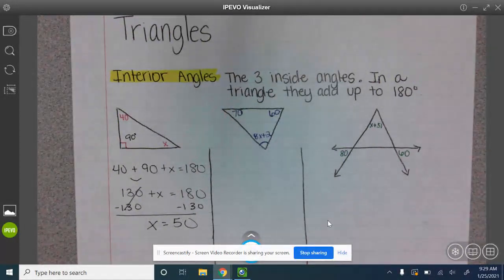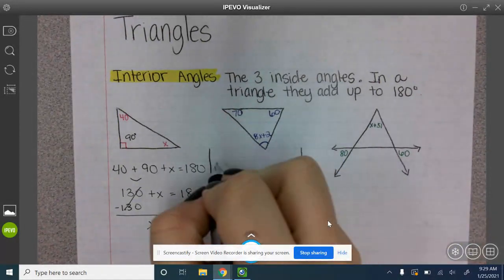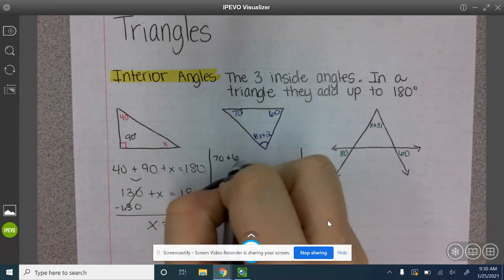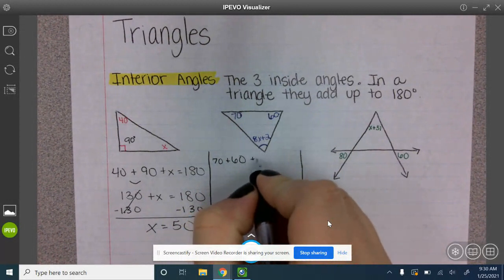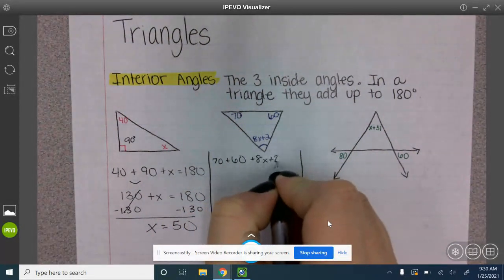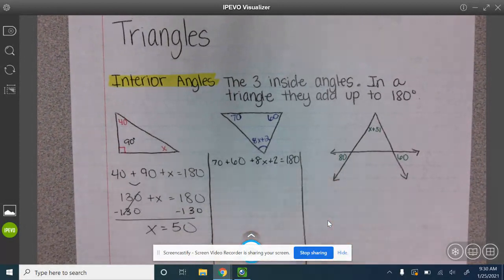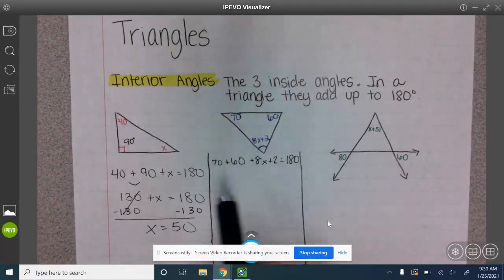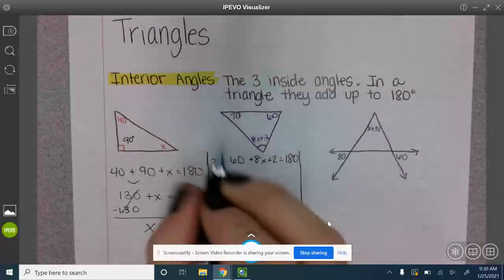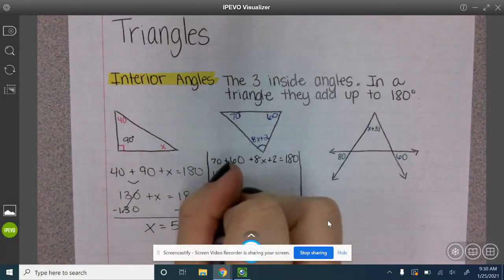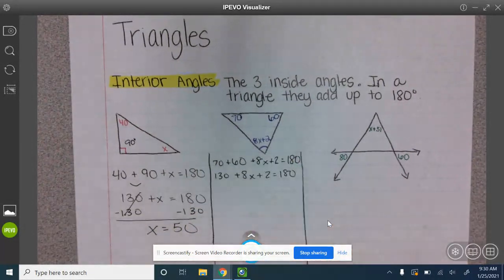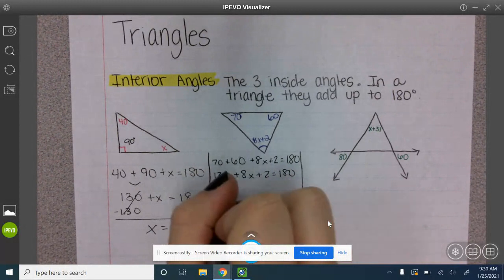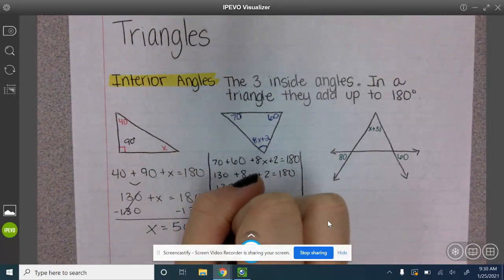Now we're going to take it one step farther in the next one. We have 70 plus 60. Now this other angle right here is 8x plus 2. So we're going to write down plus 8x plus 2 equals 180. Now it's still just an equation, just like we've been doing. 70 plus 60 is 130, plus 8x plus 2 equals 180. Well, 130 plus 2 is going to give me 132.